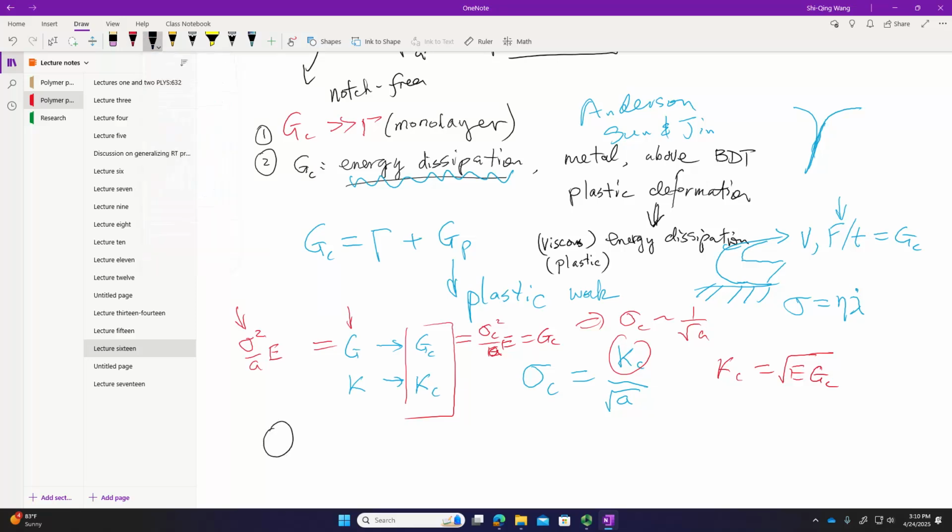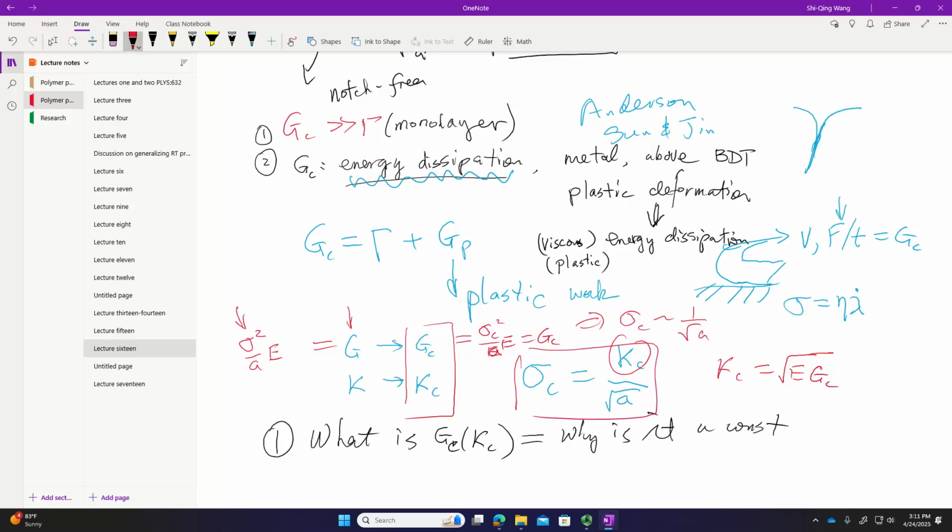So let me summarize the difficulties I had. One, what is GC, meaning GC or KC, in the sense of what? Why is it a constant? Only if it's a constant do you have this law, right? The KC better be a constant, otherwise you wouldn't have this law. But we found this law holds. Are you with me?